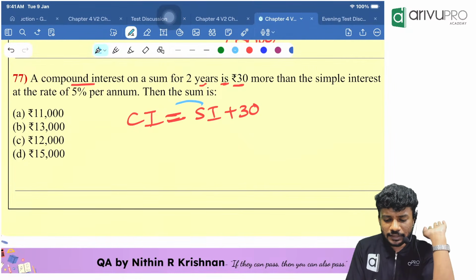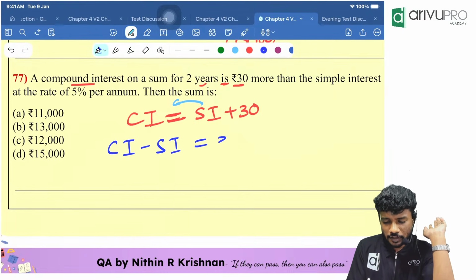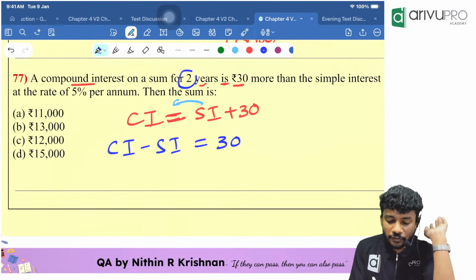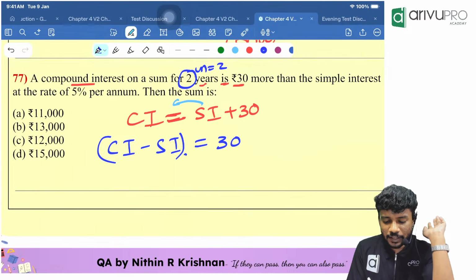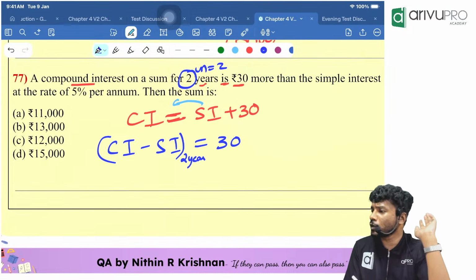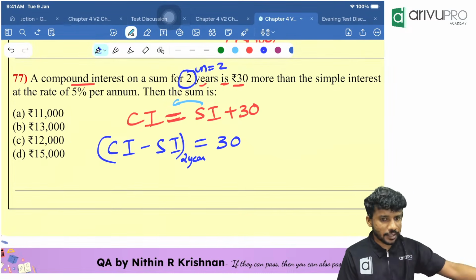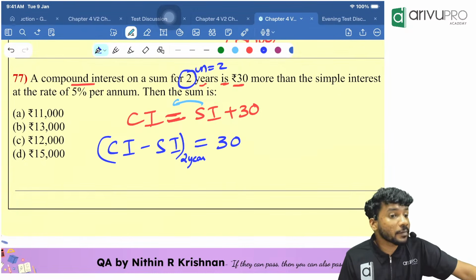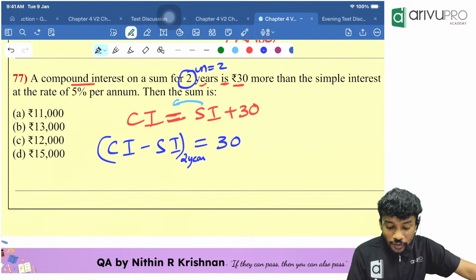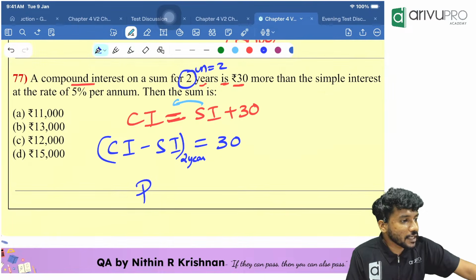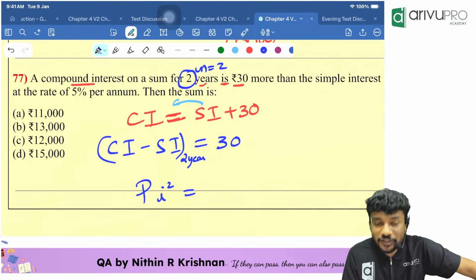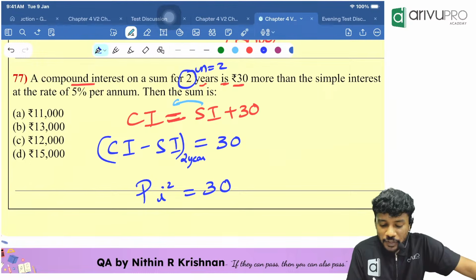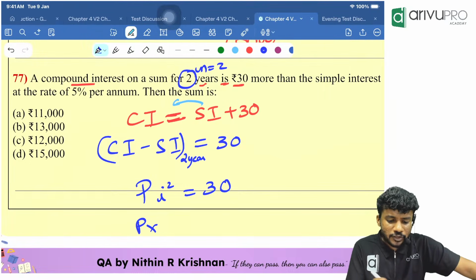Can I rearrange that SI to the other side? If SI goes to the other side, CI minus SI is how much, people? 30. But the number of years is what here, people? 2. That means CI minus SI for 2 years is equal to 30. From that, what is CI minus SI for 2 years? P into I square, which is equal to 30.